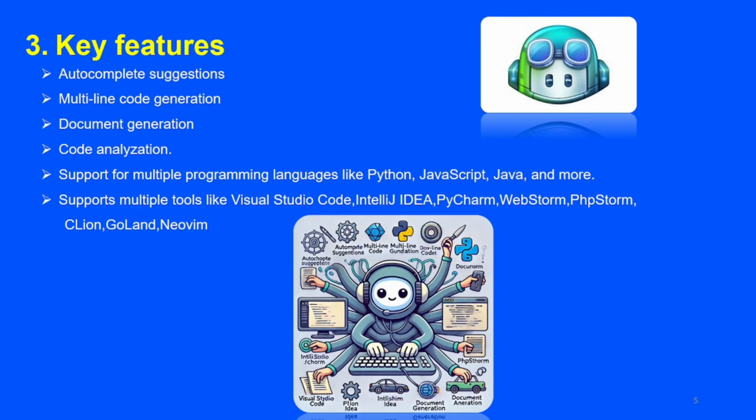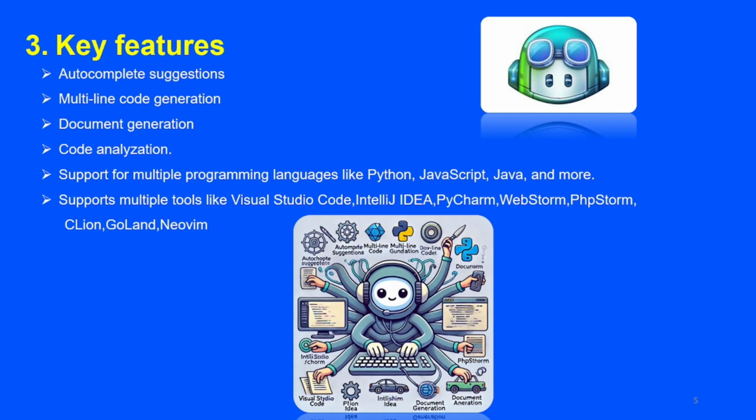Now go back to the third question. What are the key features? What are the main advantages we get when we use Copilot? We are going to see that here. Once you integrate GitHub Copilot into your popular tools, you will get help with auto-completion of the code you are trying to write, and it will generate multiple lines of code as well. It will create documentation for you, and it will also analyze your code, and if there are any improvements, it can suggest them to you.